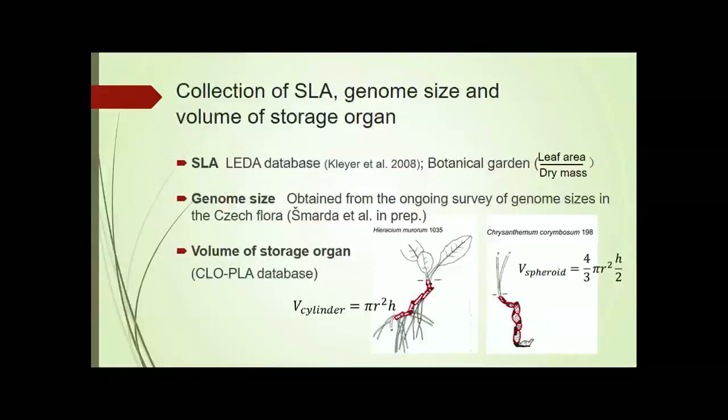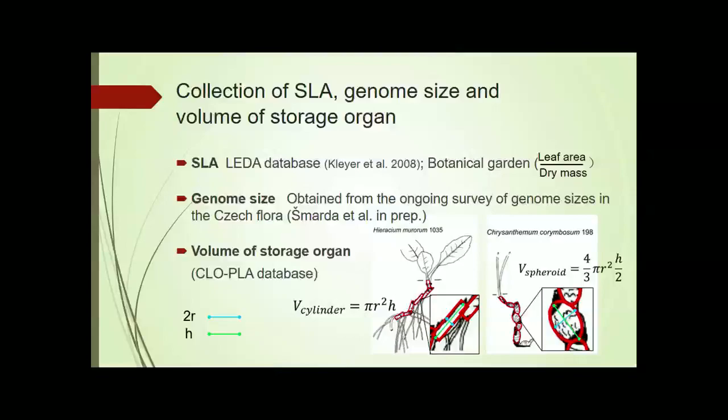Then we collected other traits, like specific leaf area from the LEDA database, and the genome size collected from the C-value database. And the size of the storage organ, we calculated from the pictures of the Clo-Pla database, for example, shown here. And the calculation is based on the size of the storage organ, for example, here or here.